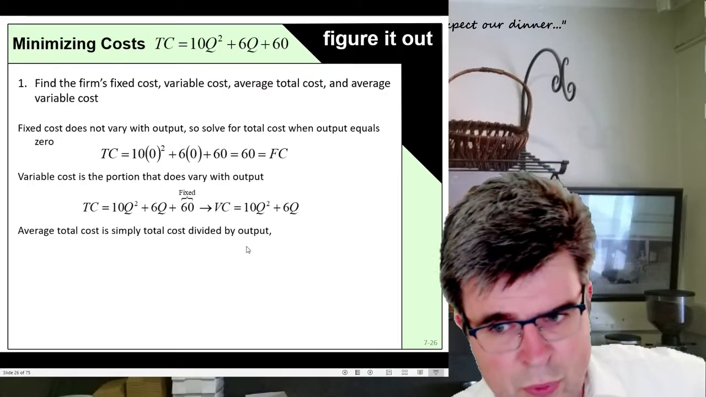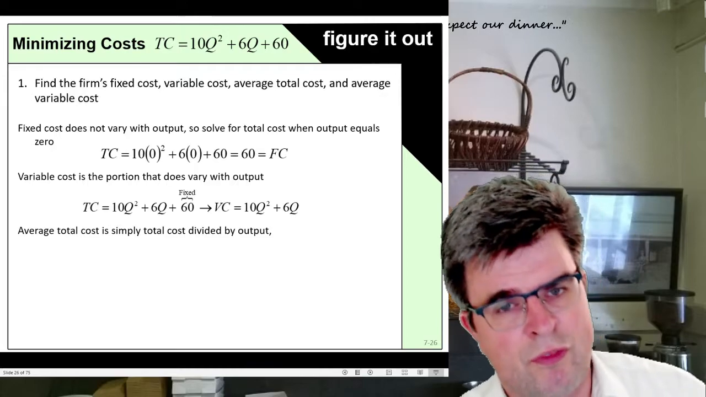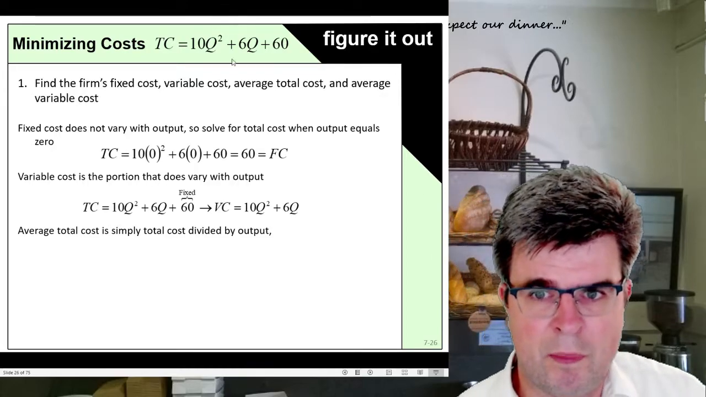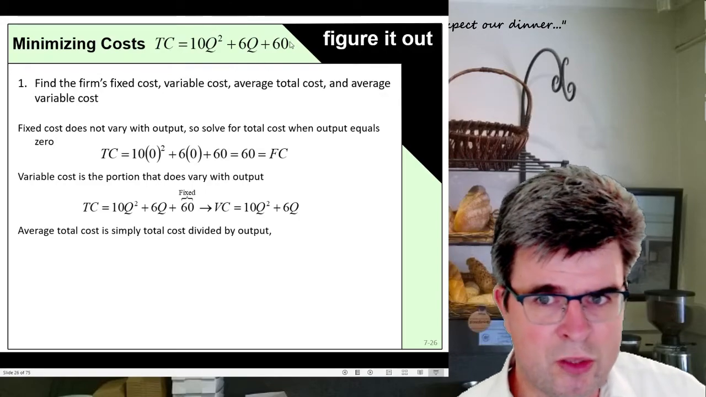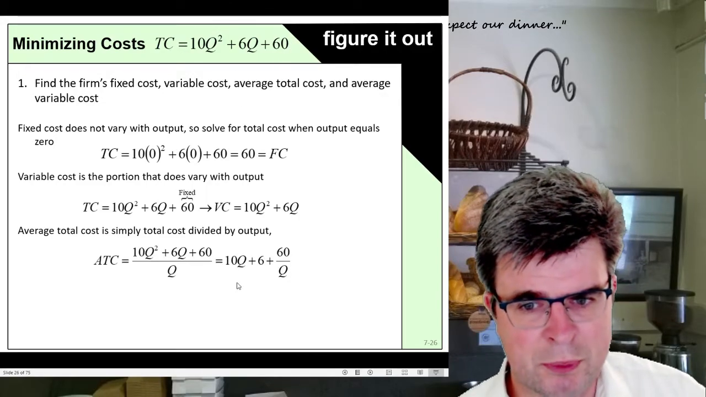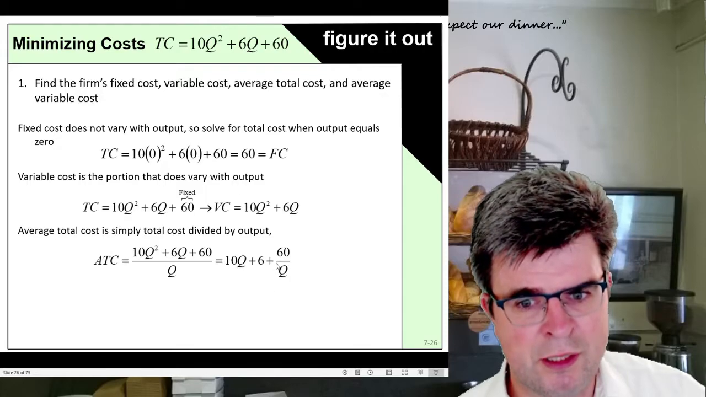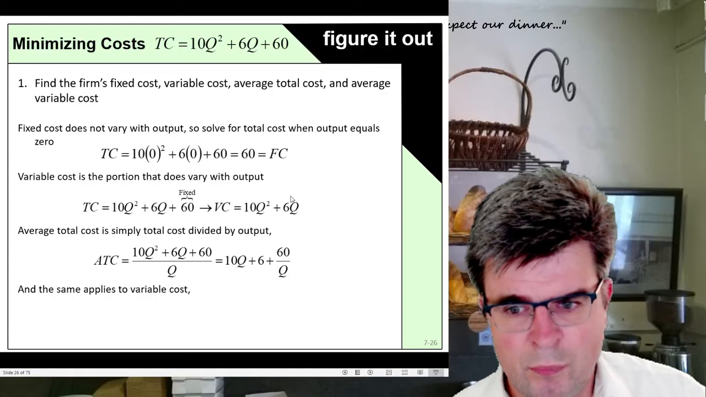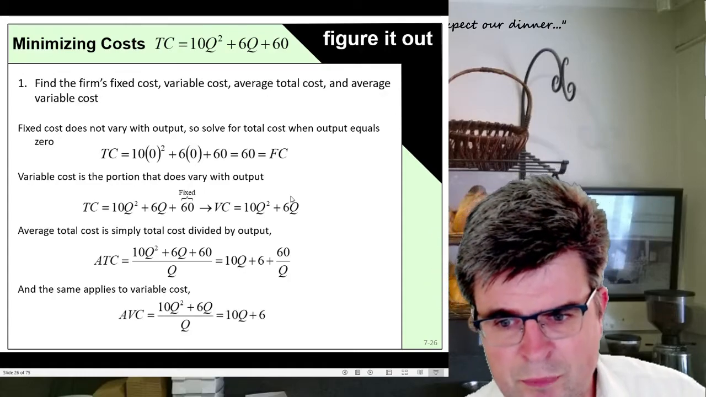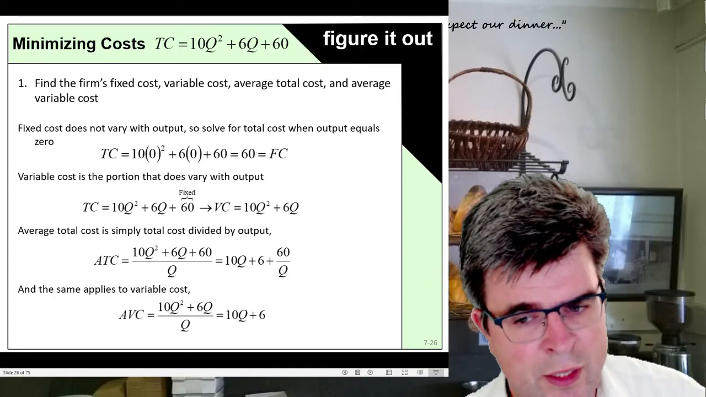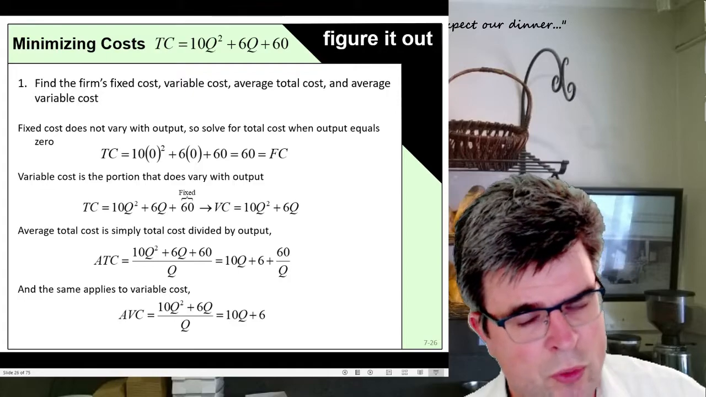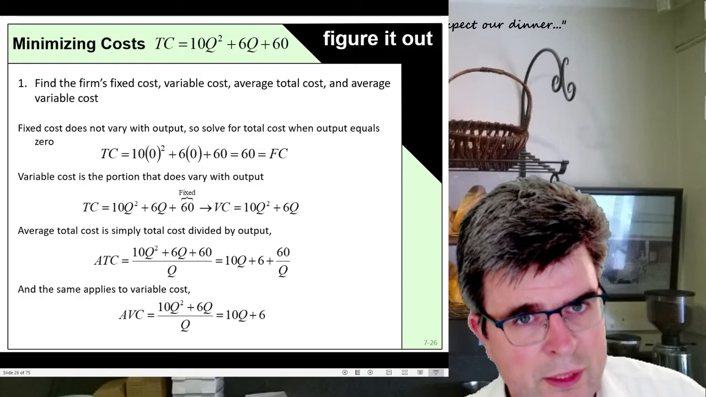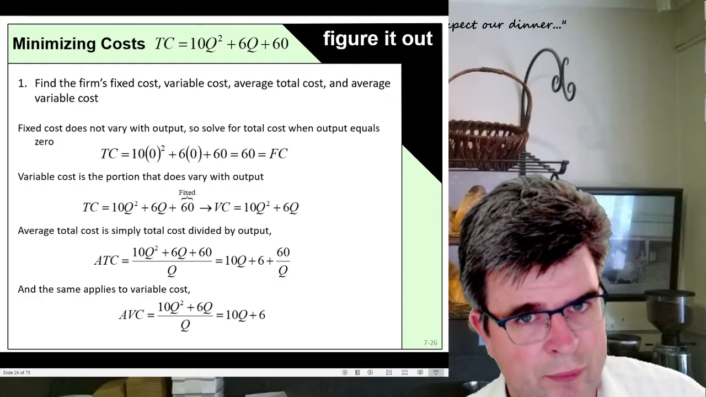Now the average total cost is simply the total cost divided by the output. So we divide the total cost function, this expression, by Q, and we arrive at an expression 10 times Q plus 6 plus 60 divided by Q. We can do the same for the variable cost. So the variable cost divided by Q gives us 10Q plus 6. And that completes question 1.